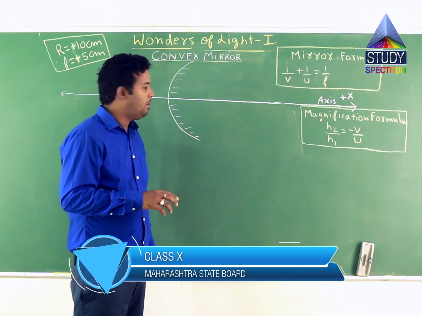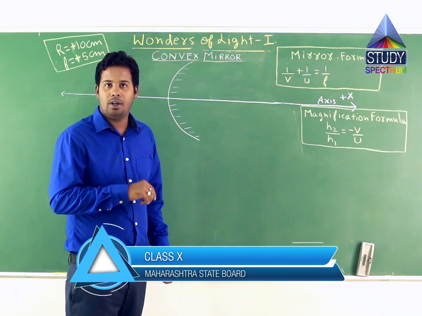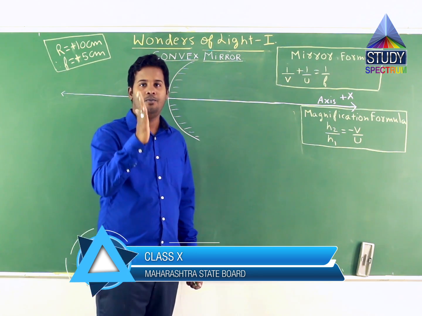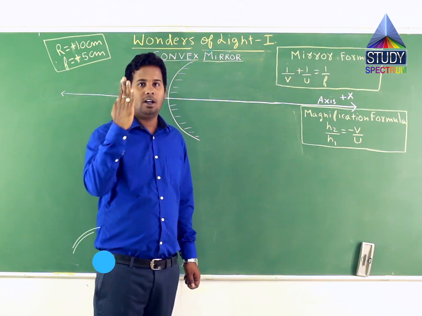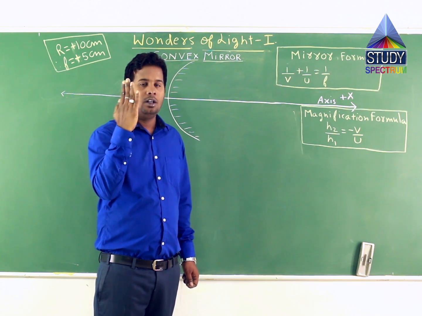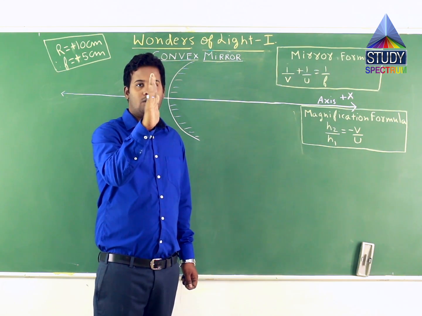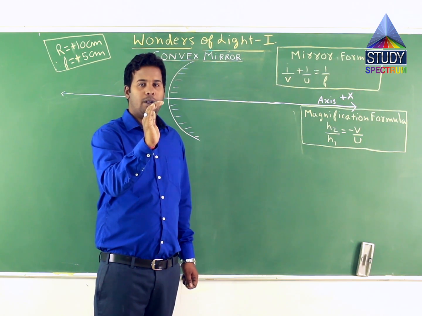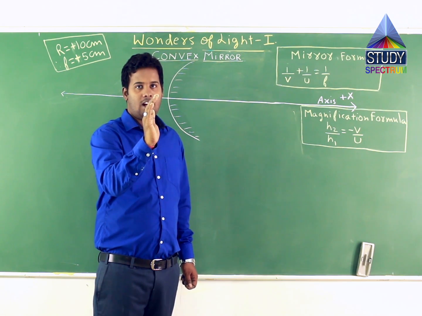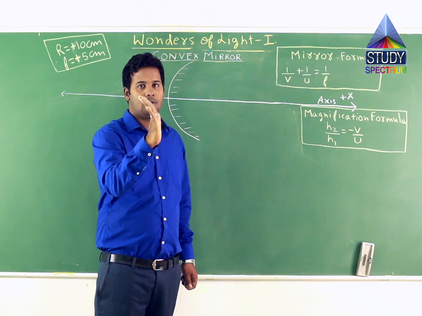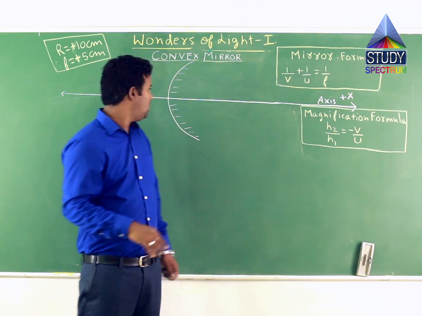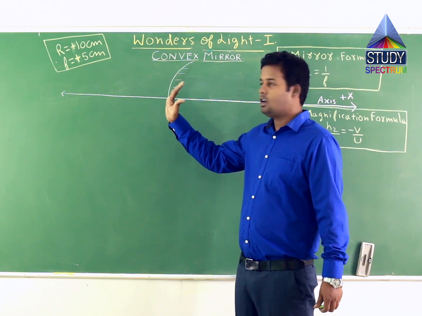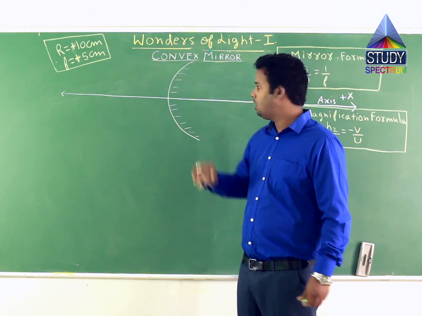Okay, now similarly as we have done in concave mirror, see this is a convex mirror. I have explained to you, if you remember, using the hand: if this is the front part of the mirror and this is the back part, then this is a plane mirror which you see. If you bend it towards yourself it becomes a concave mirror, and if you bend it on the other side it becomes a convex mirror. So here, this is a convex mirror, correct?